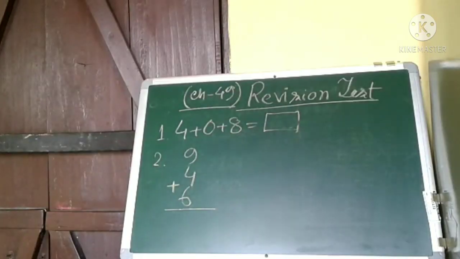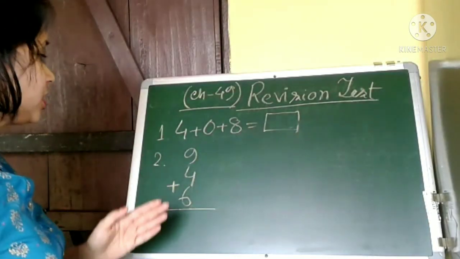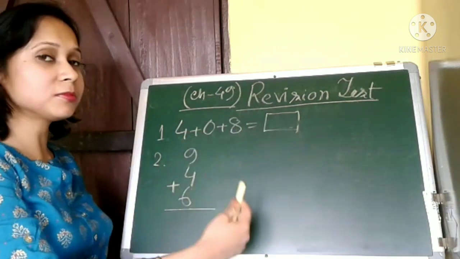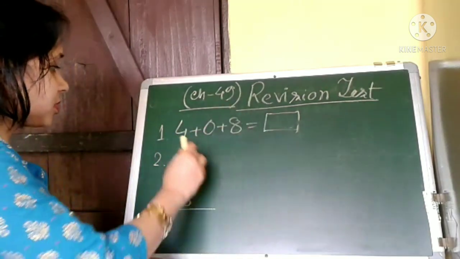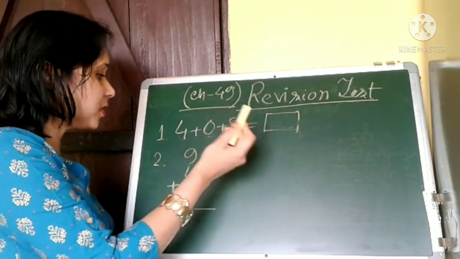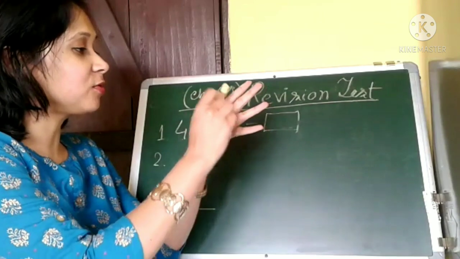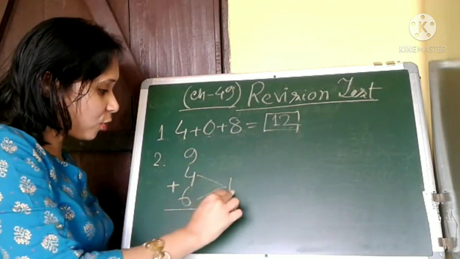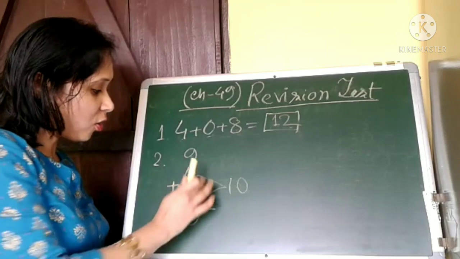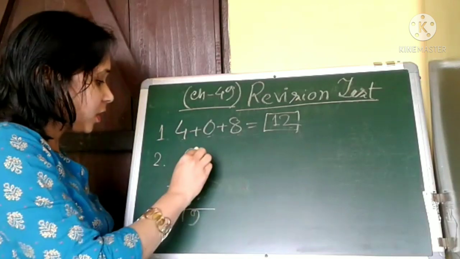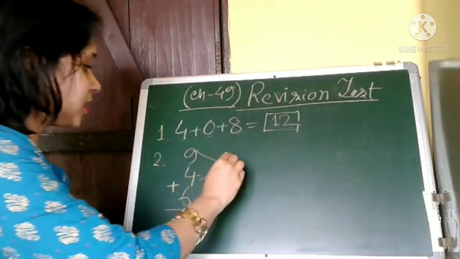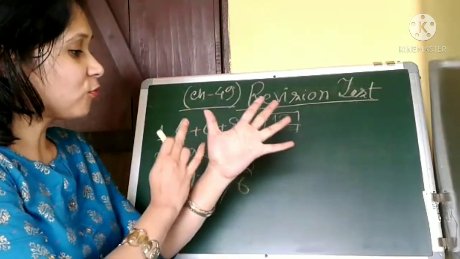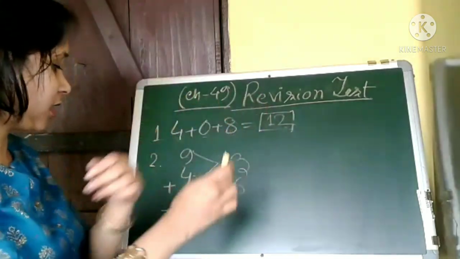Okay. Next, chapter 49. Here, these are all 3-number additions, horizontal addition and vertical addition. These are all 1-digit numbers. 4 plus 0 plus 8. 0 means nothing, so 4 plus 8: 8, 9, 10, 11, 12. 4 plus 8, 12. 9 plus 4 plus 6. 4 plus 6, 10, 10 plus 9, 19. Or you can add 9 plus 4: 9, 10, 11, 12, 13. And 13 plus 6: 14, 15, 16, 17, 18, 19.